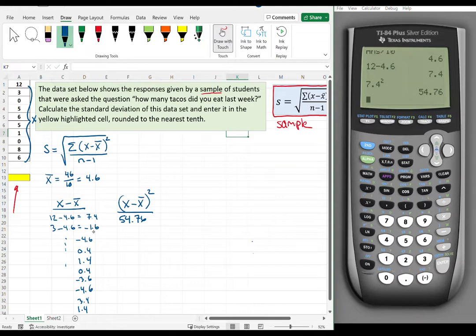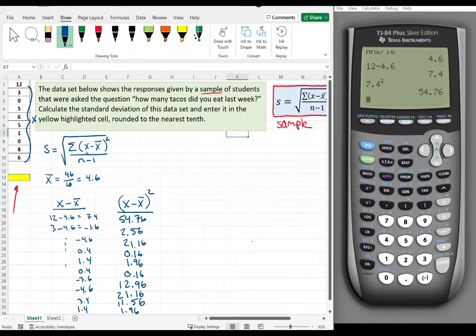And if we square negative 1.6, that's 2.56. And I'll give you the rest of the calculations because I don't want to take too much time. Negative 4.6 squared is 21.16. Then we've got a 0.16, a 1.96, a 0.16, negative 3.6 squared, 12.96, 21.16. I've done these calculations ahead of time, just for the interest of this video not being too long.